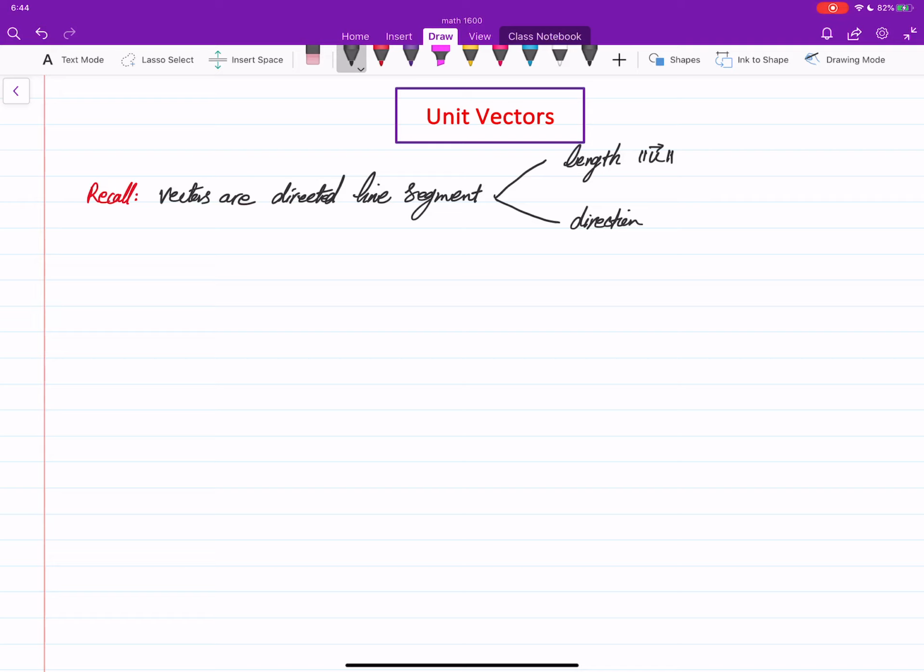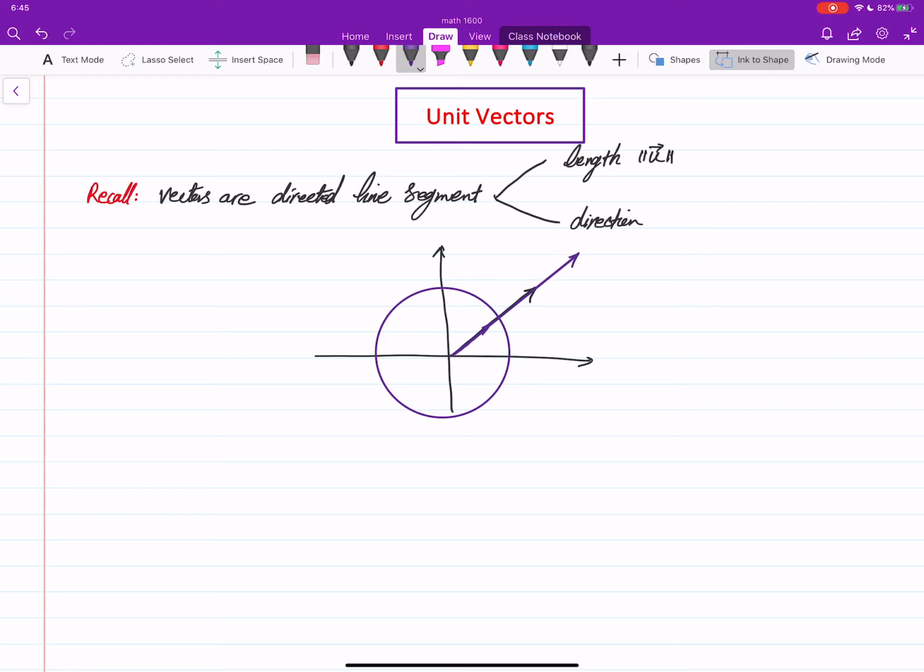Well, how can we formalize the direction of a vector? In the two-dimensional case, let's say this is a vector. This is a key point: all the vectors which are positive scalar multiples of each other, so this one, and then this one, all of them have the same direction.